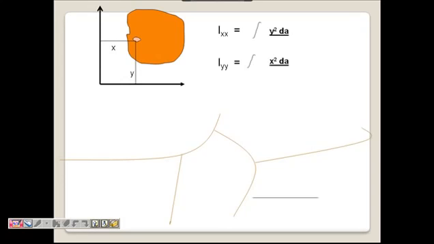It is x square dA. X is the distance of the dA from the y-axis, and therefore it is x square dA. So moment of inertia is area into the distance square. And again, if you integrate it over the entire area, you get the moment of inertia of this total area about the y-axis. This is the basic definition.